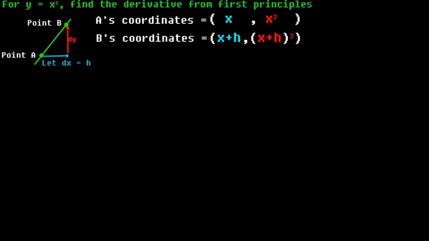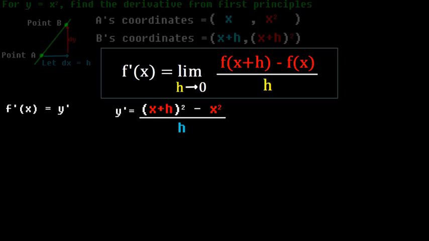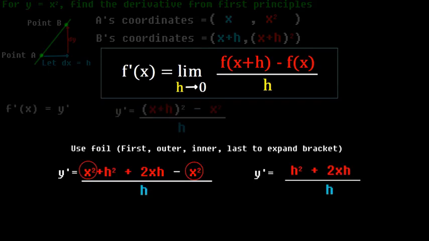So A's coordinates, like we said, were x and x squared, and B's x coordinate is x plus h, and x plus h all squared must be B's y coordinate. Taking the equation, the new take away the old, over h, what we've got there is x plus h squared, which if you do what we call a binomial expansion, like FOIL, first outer inner last, this is what we end up with.